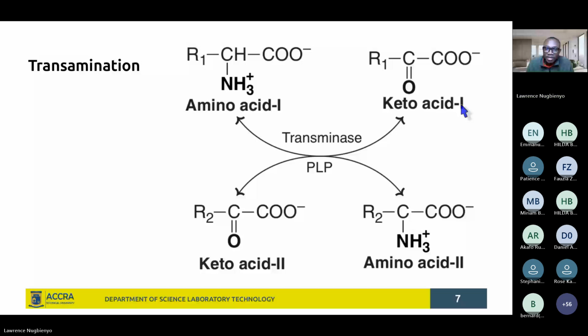Now you see, in that process, you will have a keto acid 2 and amino acid 2, because where is this amino acid going? This amino acid was being transferred onto the keto acid too, so that the keto acid now receives the amine group and becomes amino acid 2. And the enzyme that is involved is transaminase. And what's the coenzyme? PLP there refers to pyridoxal phosphate.